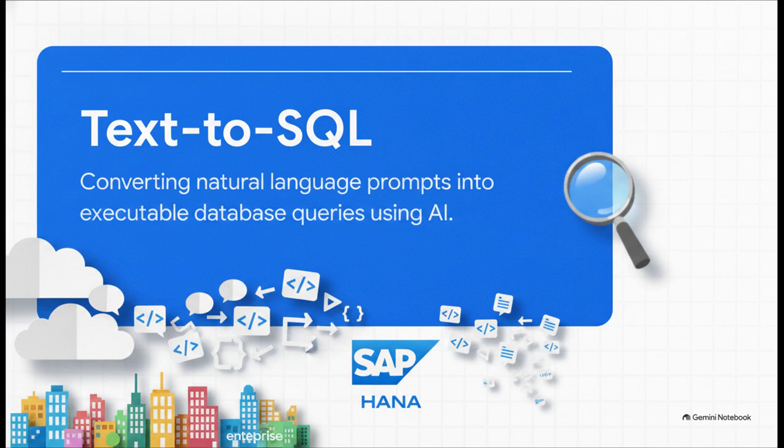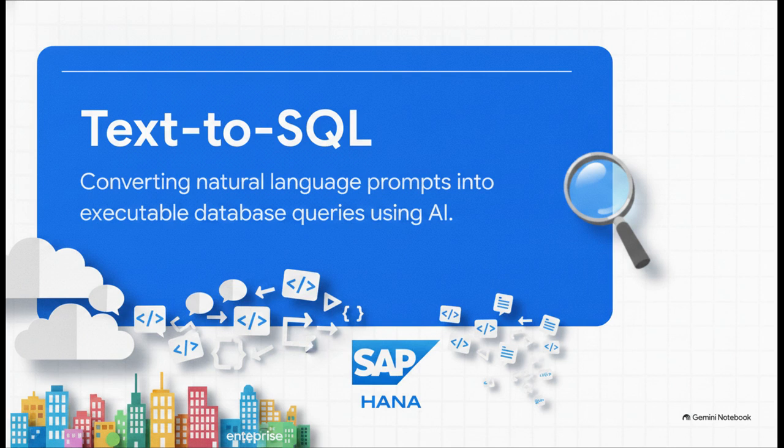To understand what our Lambda function is doing here, we need to clearly define text-to-SQL. Basically, this is the process of automatically converting natural language prompts, those plain English questions we just looked at, into executable database queries using AI. Our goal here is to create an API endpoint.